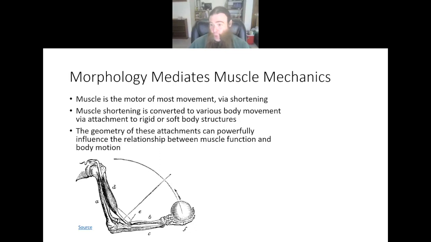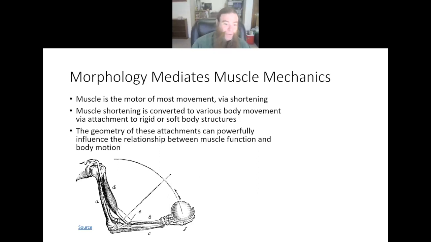And in order to convert shortening into various useful things such as joint rotation, limb extension, things like that, animals have a variety of rigid and soft body structures. Skeletons, whether they be internal like ours or external like an arthropod, or soft skeletons like a worm or a squid. These all convert the shortening motion into other types of motion. And in doing so, the geometry and the mechanics of the anatomical system and the anatomical arrangement of the muscles strongly influences how the muscle functions.